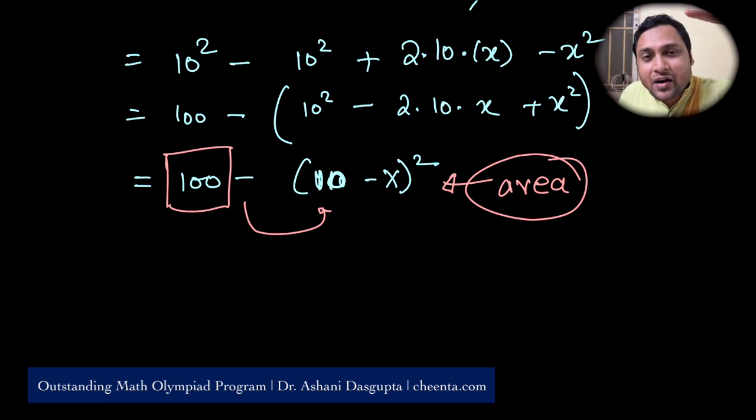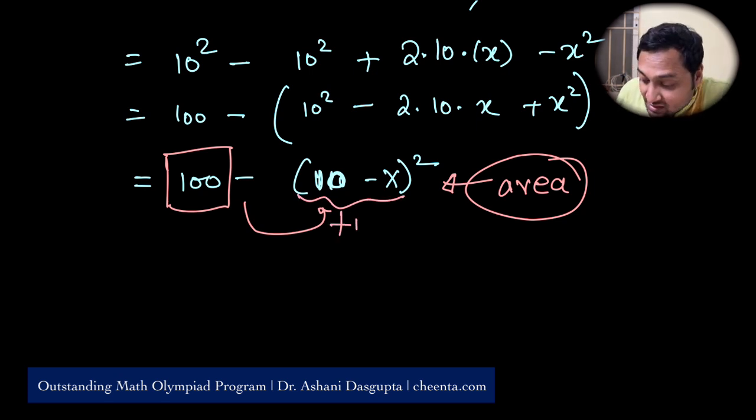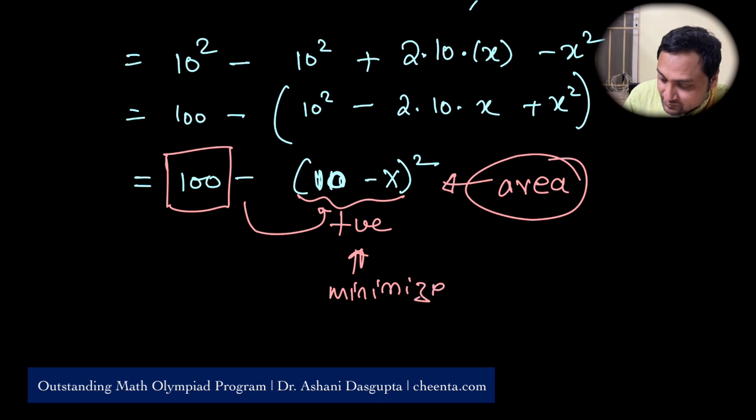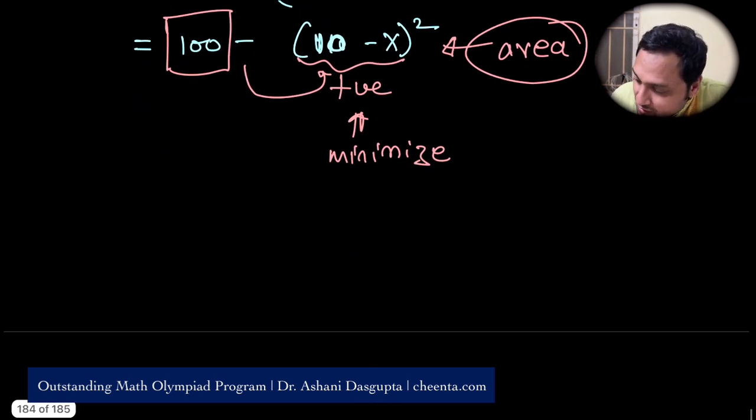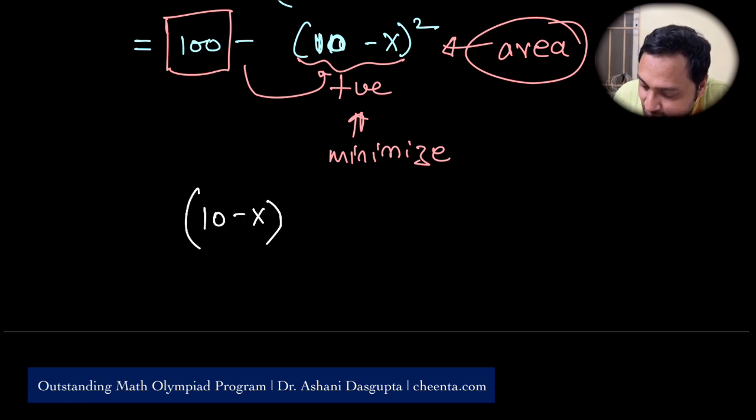And from 100, we are deducting 10 minus x whole squared. This is always a non-negative number because it's a perfect square. Square quantities are always non-negative. So to maximize the area, we have to minimize what we are deducting. And how do we minimize it? Well, the best thing we can do is just make sure 10 minus x whole squared is 0.